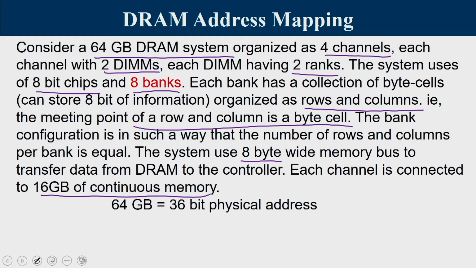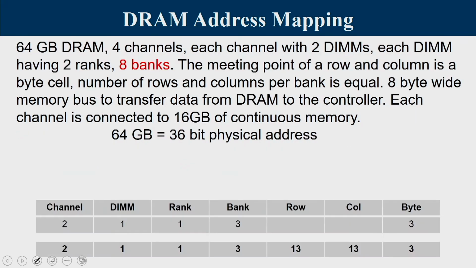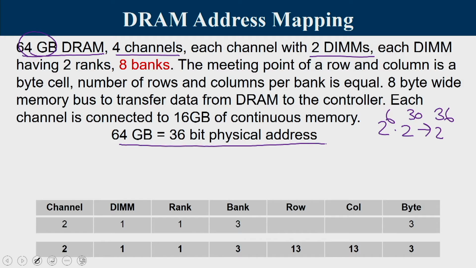Let us try to rephrase the important points that have been given in the question. In this case, it has been told that we have a 64 GB DRAM, 4 channels, 2 DIMMs. Since it is 64 GB, it means 2 power 6 into 2 power 30, that is 2 power 36 is the number of bytes. So, you require a 36-bit address, 2 power 36.